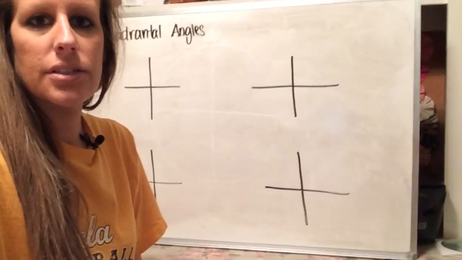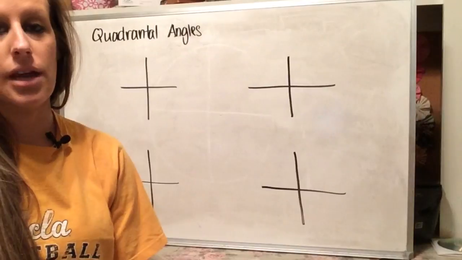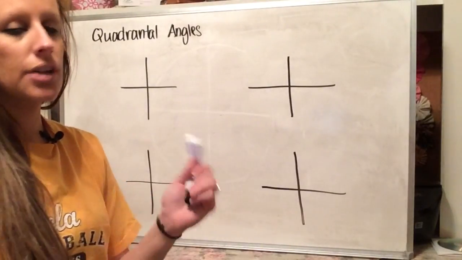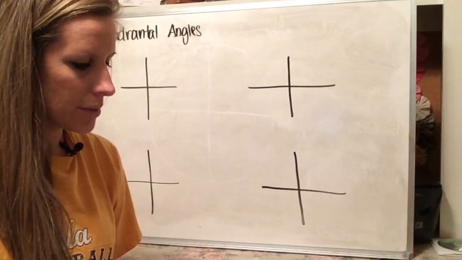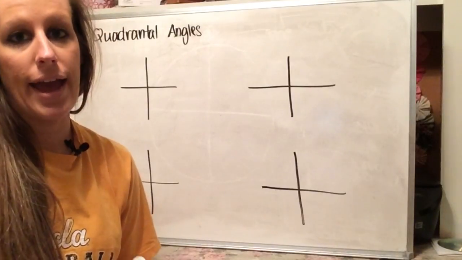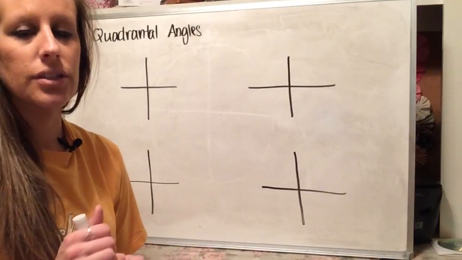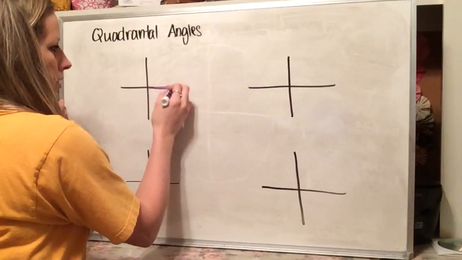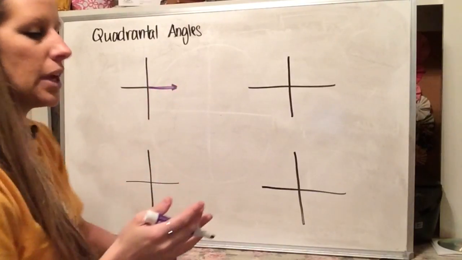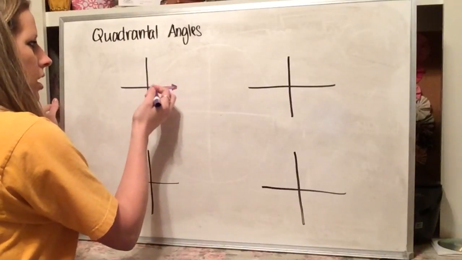Okay, today we're going to talk about quadrantal angles, or really just different types of angles. We're going to start out with quadrantal angles. These are angles with their terminal side on the x or y axis. Like we talked about yesterday, you're still going to have that initial side on the x-axis here. But these quadrantal angles are going to have a terminal side on an axis.